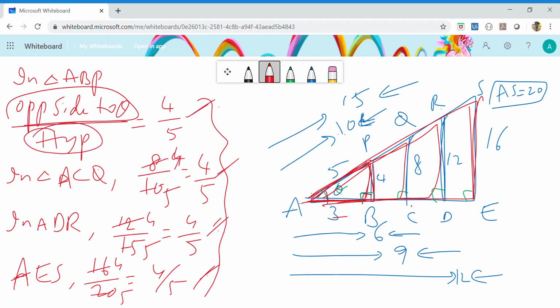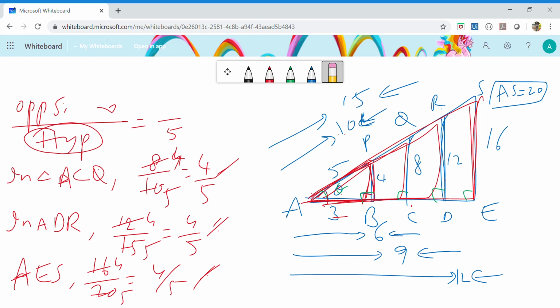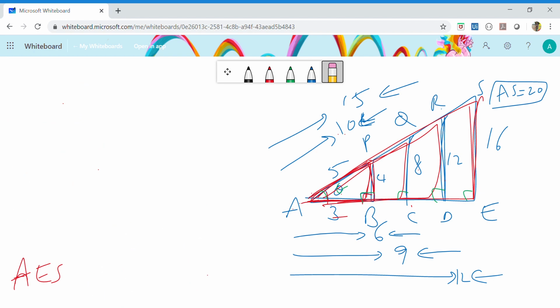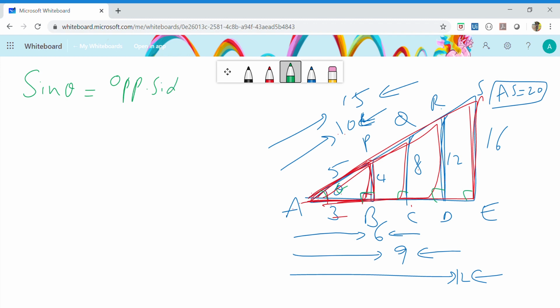That ratio we are defining as sine theta. So what is sine theta? Sine theta is nothing but the ratio between the opposite side and the hypotenuse. That is, the opposite side to a particular angle. So here, opposite side to theta or to angle A, divided by the hypotenuse, is the sine theta definition.